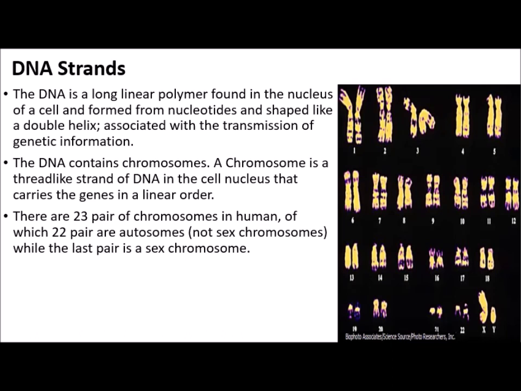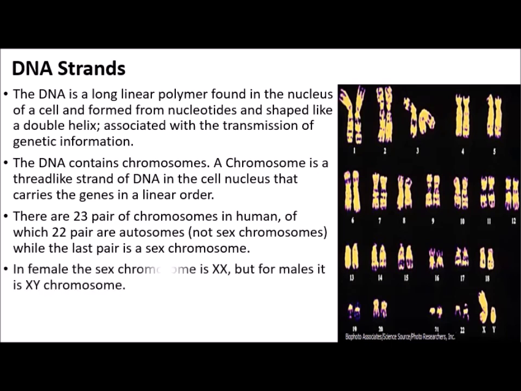Of these, 22 pairs are autosomes, that is not sex chromosomes, while the last pair is a sex chromosome. In female, the sex chromosome is XX, but for male, it is X and Y chromosomes. Hence, the male chromosome determines the sex of the child.